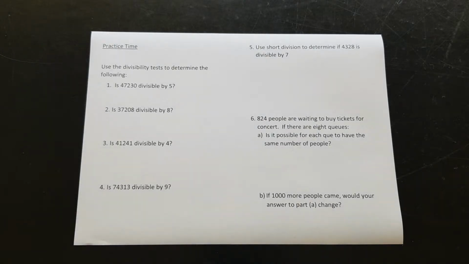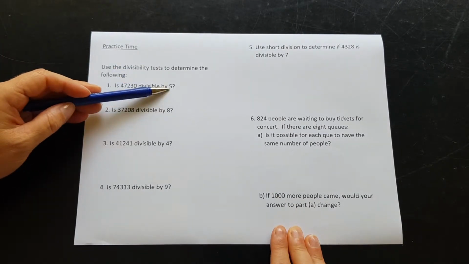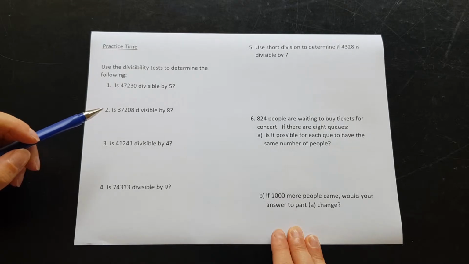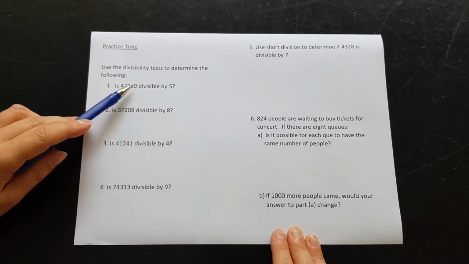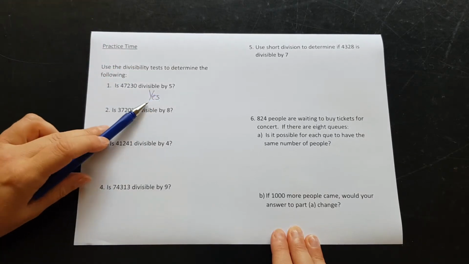Okay, question 1. Is 47,230 divisible by 5? According to our table before, to be divisible by 5, it has to end in a 0 or a 5, which it does. So that means yes, that is divisible by 5.